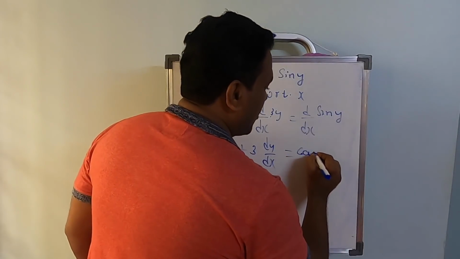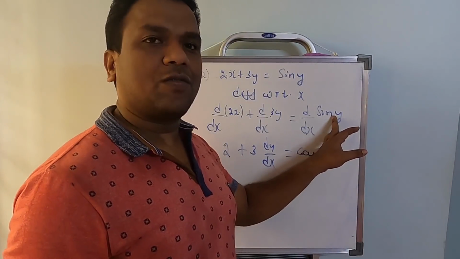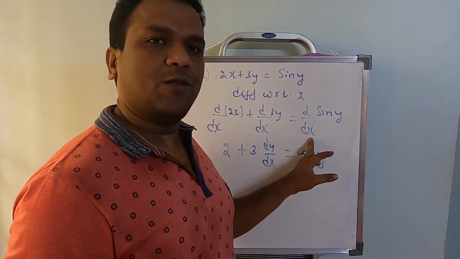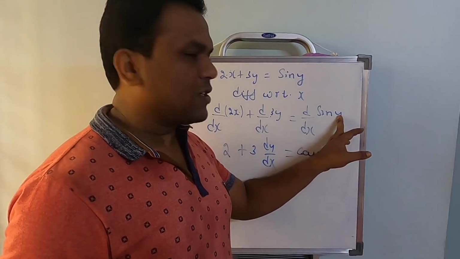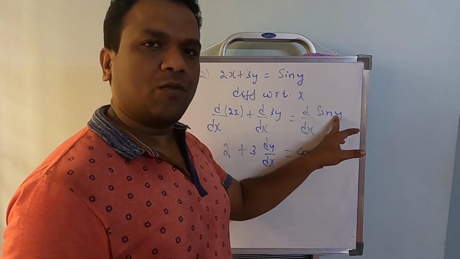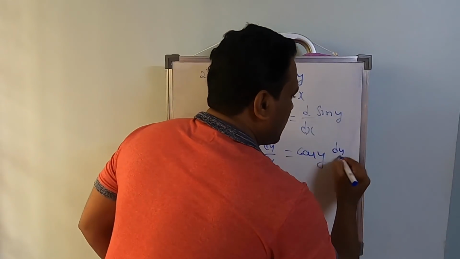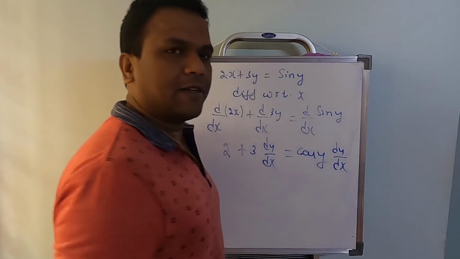Differentiation of sin y will be what? Cos y. But remember, this is a function of y, but you are differentiating with respect to x. So just like differentiation of sin x is cos x, differentiation of sin y will be cos y, but any term of y after differentiating with respect to x, a term of dy by dx has to be written.